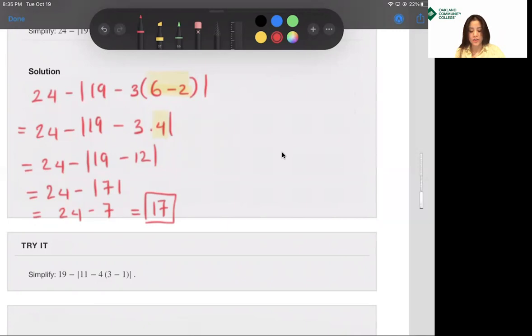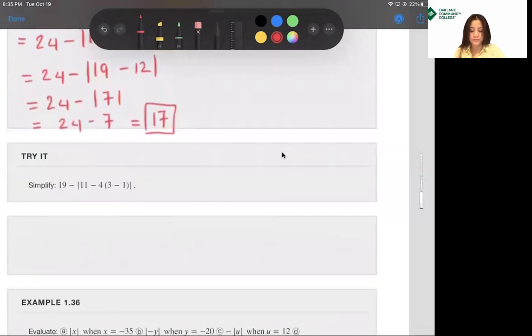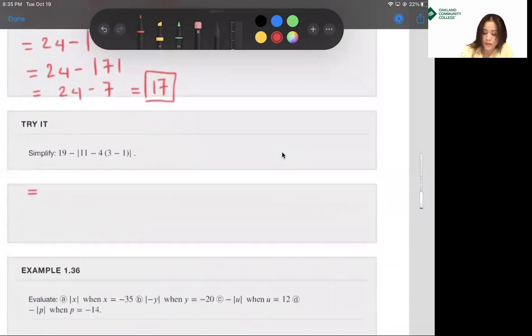Now let's try it for yourself. Okay, similarly, I do the same thing. I'm going to work from inside the parentheses first. So 3 minus 1 is 2. This one right here, 3 minus 1.